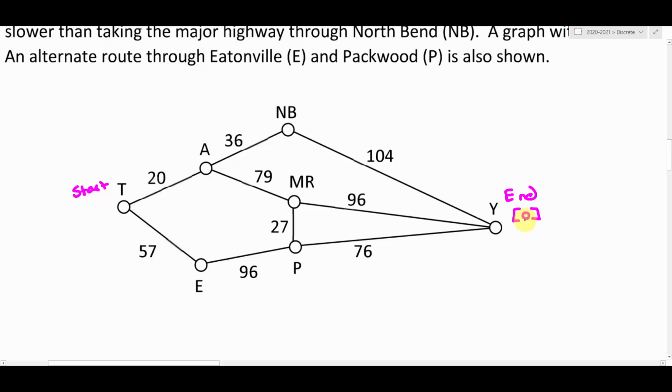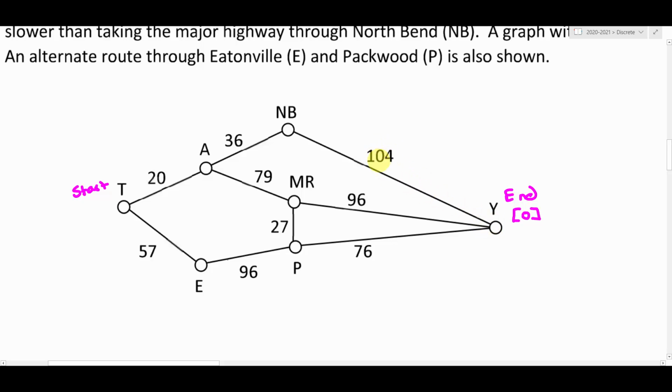If you read step 2, it says find all the vertices that lead into the current vertex. This is going to be our current vertex right now. We're at the end, and we're going to find all the vertices that lead into it. If I track these edges back, I see 3 vertices that lead into vertex Y: NB, MR, and P. If I go up here to NB, it wants me to calculate the distance from NB to the end, which is Y.